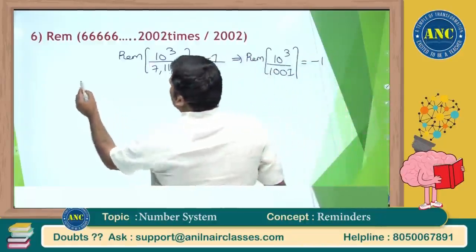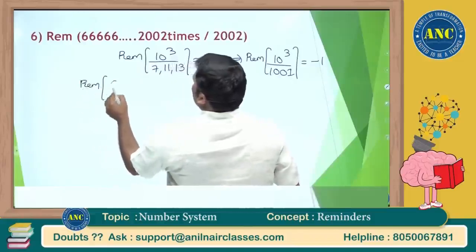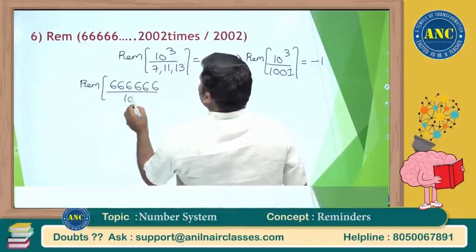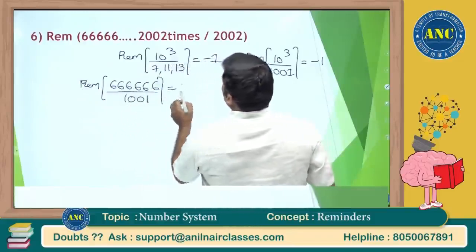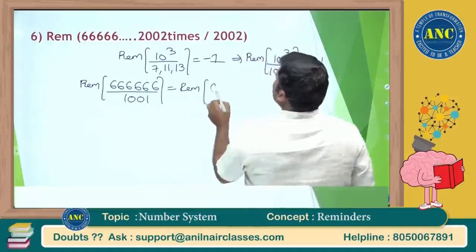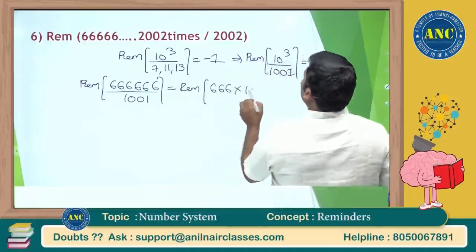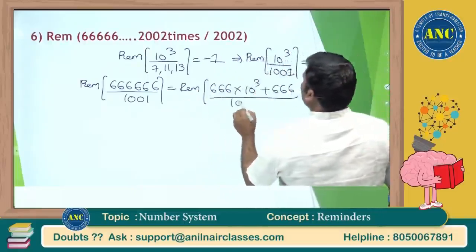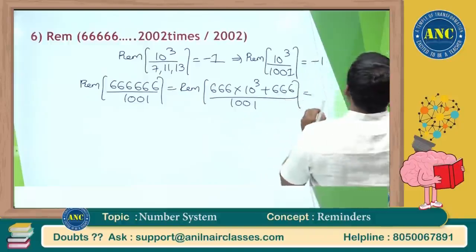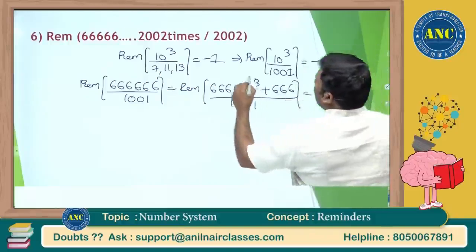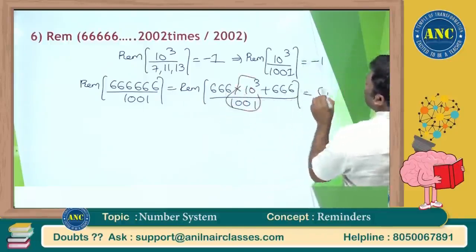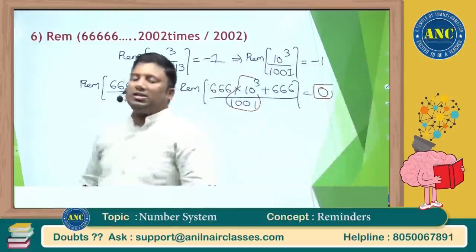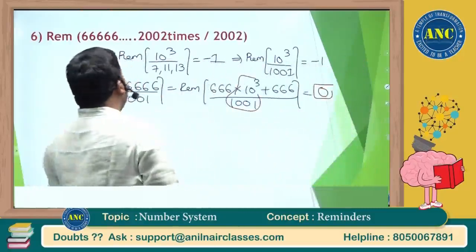So if I take, for example, 6 written 6 times, 666666, divided by 1001. This is nothing but 666 into 10 cube plus 666 divided by 1001. So the answer is minus 1 into 666 plus 666, minus 666 plus 666, which is 0.